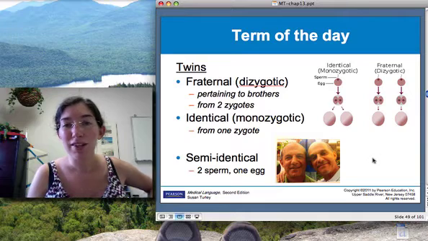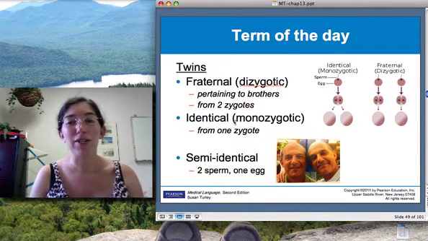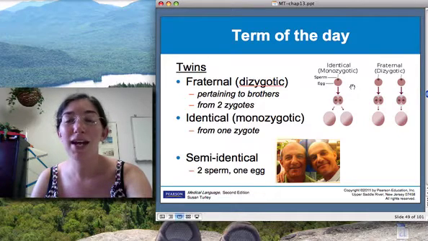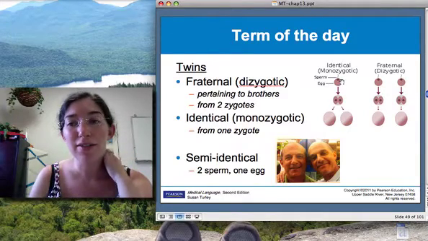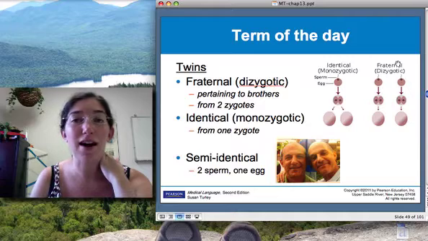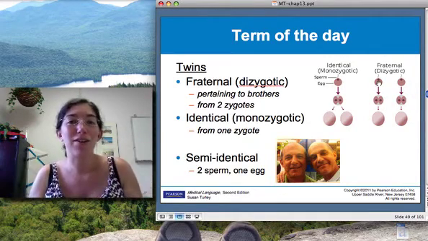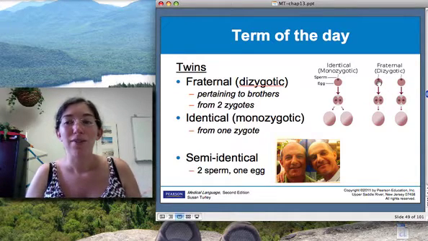It was originally thought that there were only two types of twins, fraternal twins and identical twins, also known as dizygotic or monozygotic, because fraternal twins come from two different zygotes. When you have an egg and it gets fertilized, usually it develops into a fetus. When the sperm and the egg meet and it becomes fertilized, a fertilized egg is known as a zygote.